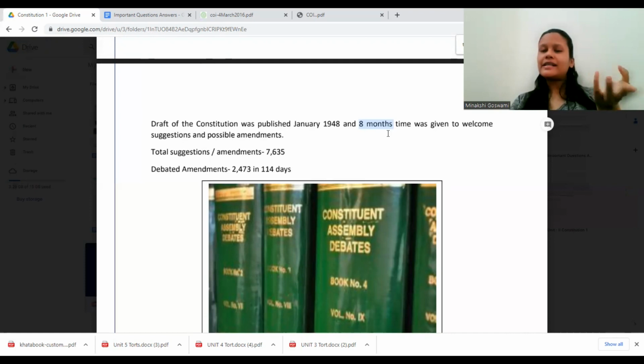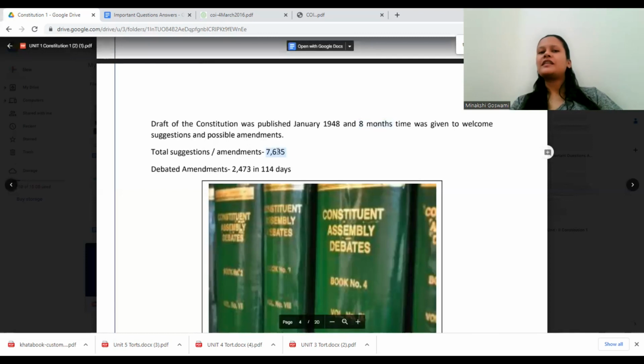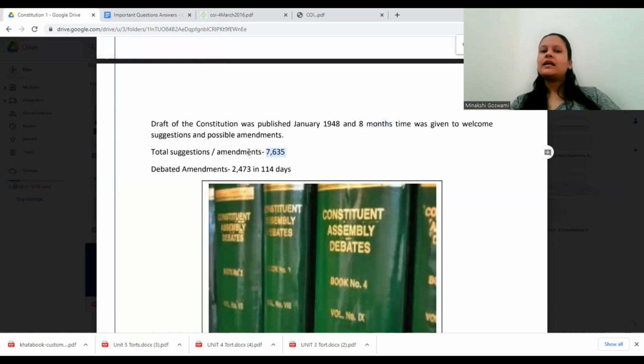If you have any better suggestions, you can provide that. Or if you have any proposal for any sort of amendments, you can let us know that also. You have 8 months of time to do that. And during this time, they received a total of 7,635 suggestions or amendments from lawyers, from professors, from journalists, from different groups or different classes of people. They gave many suggestions that maybe this improvement can be done, this change can be done in the draft constitution.